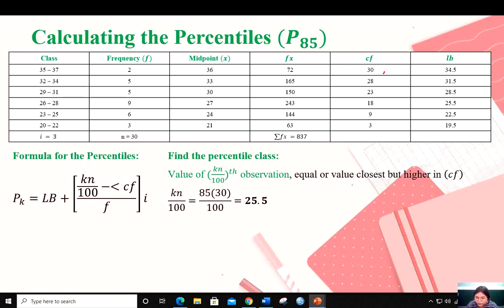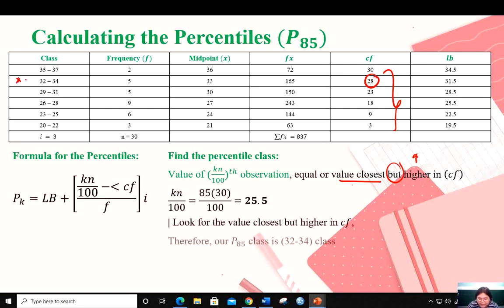By just getting the product of our K and N and divided by 100, the answer is 25.5. Tingin tayo kay cumulative frequency. Nasaan kaya si 25.5? So as you can see on our cumulative frequency column, we don't have 25.5. So we're just looking for the value closest but higher. Always remember, ha? Higher to the value that we get. Okay po? So 25.5, mas malapit siya kay 28. Hindi pwede sa 23 kasi hindi siya higher kay 25.5. Hindi pwede sa 30 kasi higher nga siya pero hindi siya yung pinakamalapit. So, ang pinakamalapit is si 28. So, we can say that the class 32 to 34 is the percentile class.